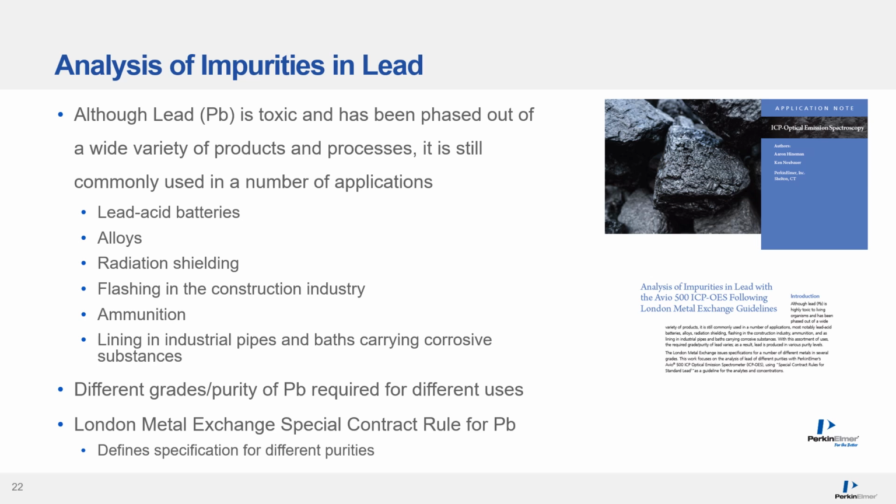Although lead is one of the most toxic metals and is being phased out for a wide variety of products and processes, it is still commonly used in a number of applications, such as lead-acid batteries, alloys, radiation shielding, flashing in the construction industry, ammunition, and lining in industrial pipes. Different grades and purities of lead, again, are required for different uses, and these are set out by the London Metal Exchange.